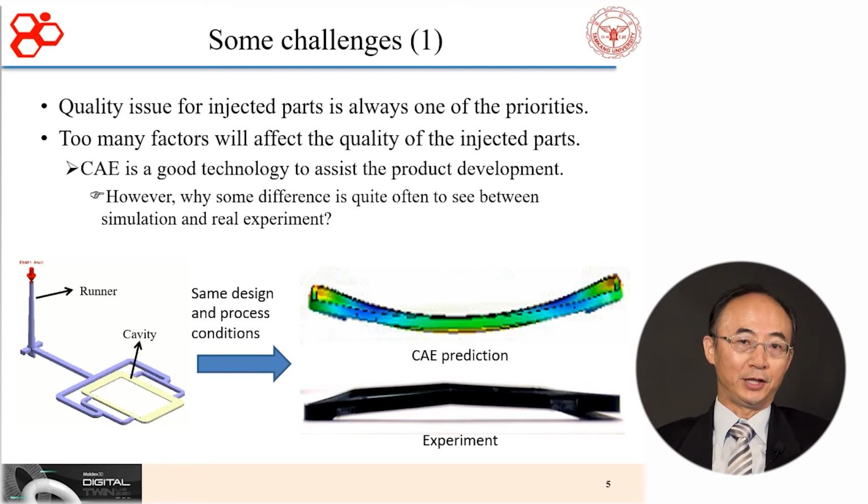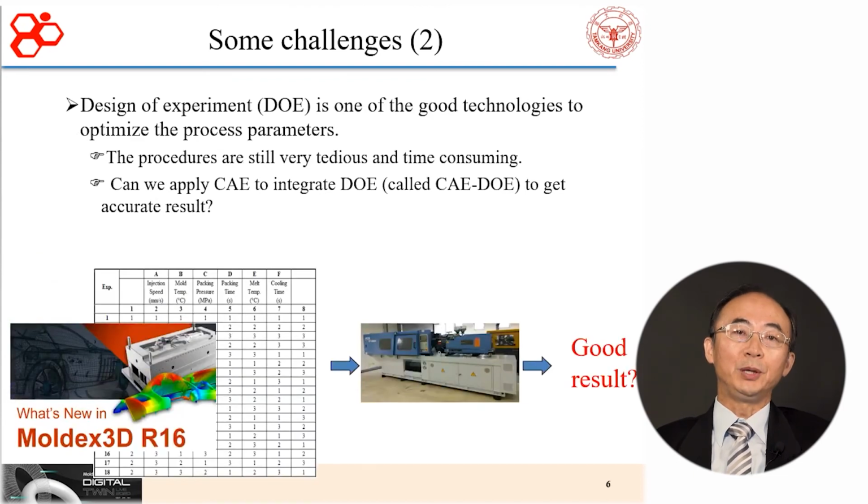So some people might think, is the problem with CAE? You might keep that in your mind all the time. Today, I will show you something. People try to solve this problem in another way. Somehow they use what we call design of experiment, which can be a good technology to help people optimize the process.